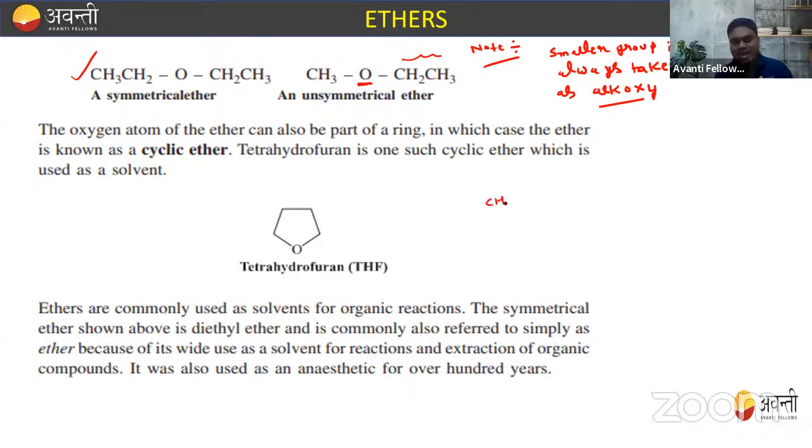Now, in this case, if we have CH3CH2OCH2CH2CH3, then which is the smaller group? Which one is the smaller group? This ethane.